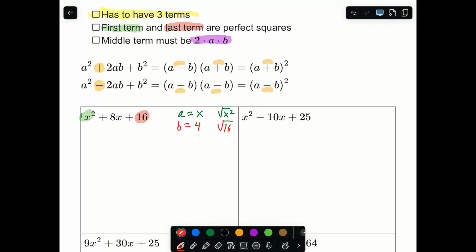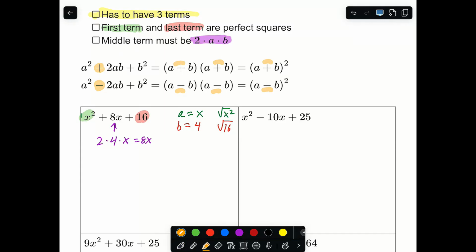And then now I have to check, does that middle term equal 2 times AB? So if I take 2 times 4 times x, is that going to equal my middle term here? So 2 times 4 is 8, so this is going to equal my 8x. So then I know that this is a perfect square trinomial.